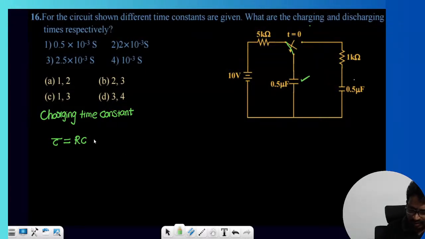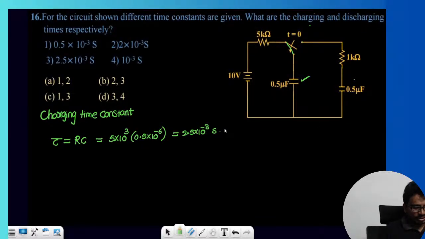How much is the time constant? This is 5 into 10 power 3, into C. The C value is 0.5 into 10 power minus 6. Simplify, and how much will come? 2.5 into 10 power minus 3 seconds.